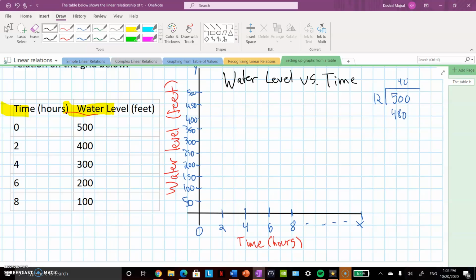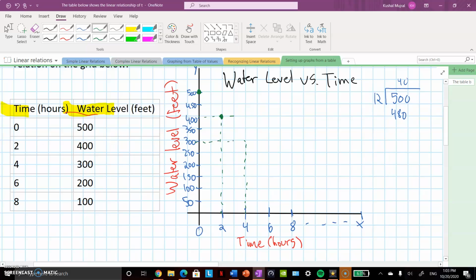Actually, let's do that in green. We can put a dot over here. Then let's look at the next one, 2, 400. When x equals 2, y equals 400. So I'll make the dotted line here, 400. Let's take a look at the next one. When x equals 4, y equals 300.